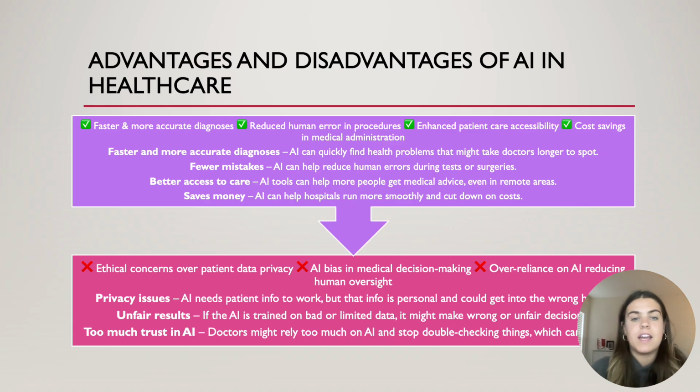My last advantage is it saves money. AI can help hospitals run more smoothly and cut down costs. There's a lot of things I was talking about with paperwork that a lot of places aren't really needing those type of people anymore because AI can do that, and then the hospital isn't having to pay for those employees anymore. So now I'm going to get into the disadvantages.